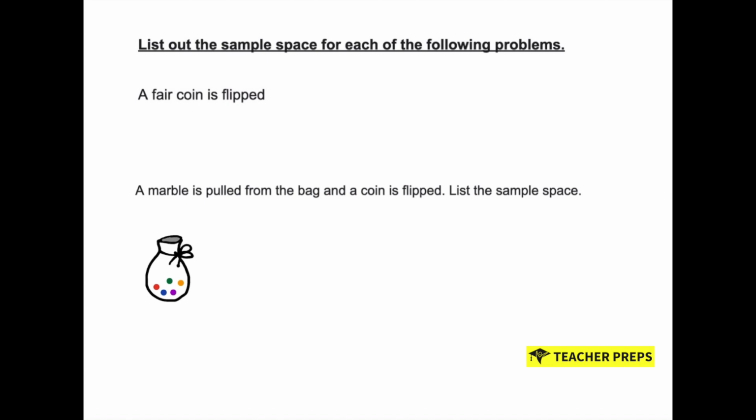Before we find probability, let's first talk about sample space. The sample space is all of the possible outcomes. These first two questions say to list out the sample space for each of the following problems. Let's look at the first one. It says a fair coin is flipped. What do you think the possible outcomes are? You could flip and get heads, and you could flip and get tails. You have a 50-50 chance of getting each. There are two possibilities for this question.